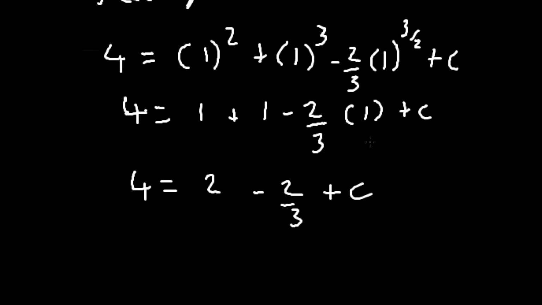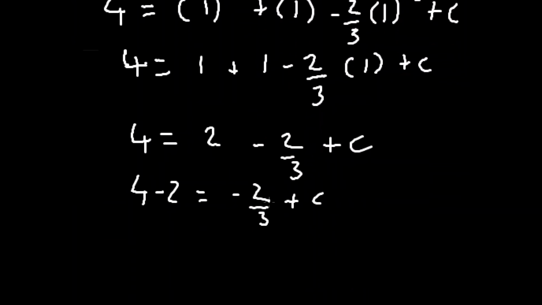Now, there's a trick, right? Whenever you see fractions, I hate fractions. I'm looking at that divide by 3. I want to make my life so much easier. So we can move that 2 across. So it becomes 4 minus 2 is equal to minus 2 over 3 plus c. And basically, I'm just going to multiply everything by 3.